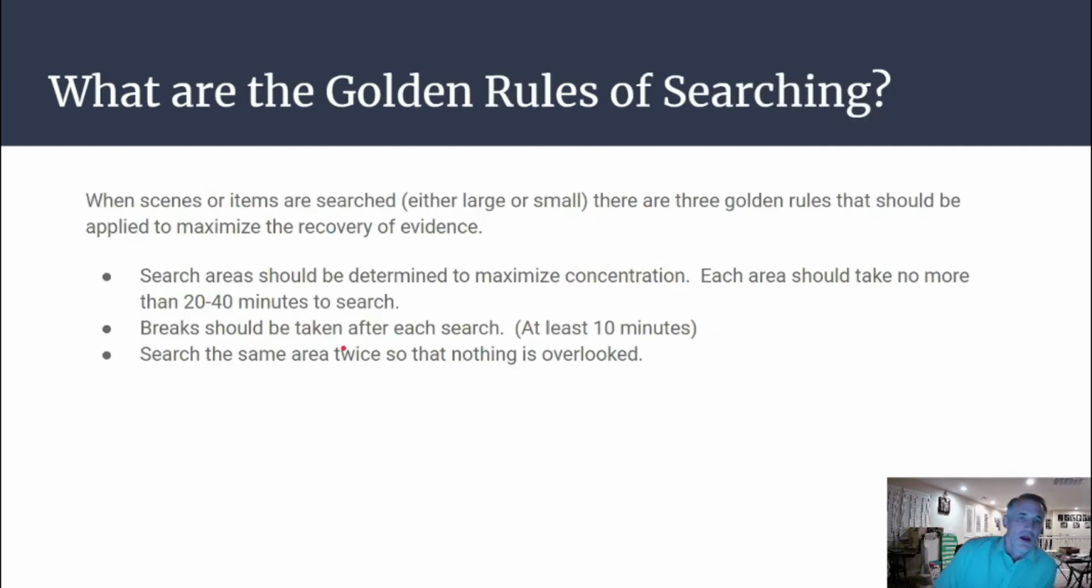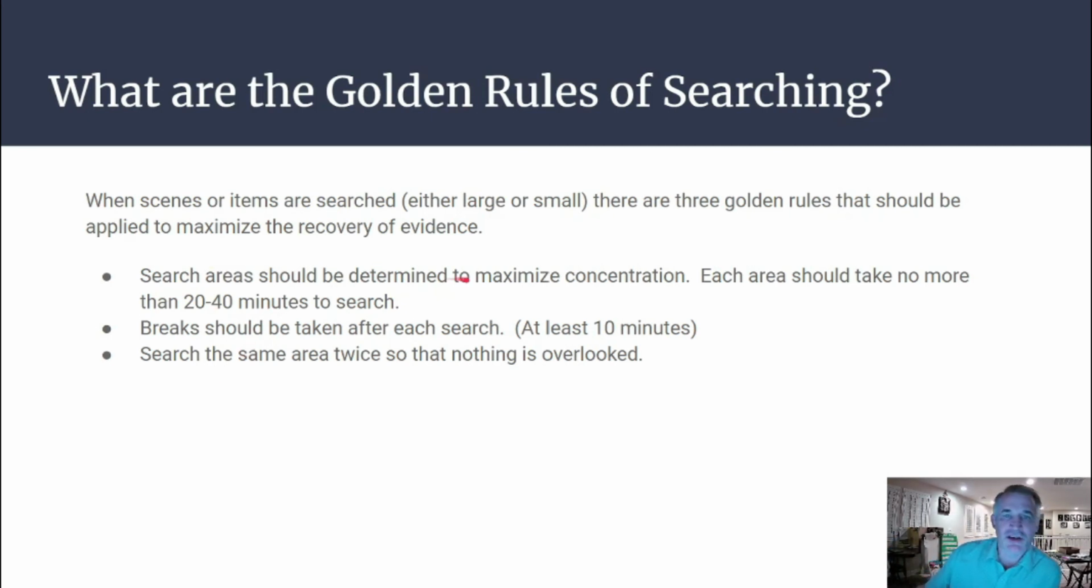All right, so what are the golden rules for searching? I'm going to give you three golden rules just to make sure that you're on your toes when you do a search, right? So when scenes or items are searched, either large or small, there are three golden rules that should be applied to maximize the recovery of evidence. This can get really tedious, hard on you when you're really focused and concentrating and trying to find specific things, especially if it's a longer search. It can get taxing mentally, and when you're fatigued mentally, you end up missing things that are important.